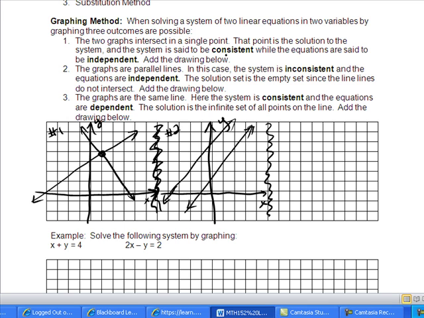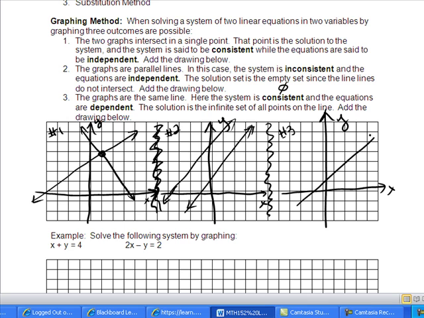Okay, our third possibility is that when we graph our lines, let me get a different color, the two equations yield the exact same line. And what we say in that case is that the system is consistent and the equations are dependent, and the solution set is the entire line. So we have an infinite number of solutions in that case. So those are the three possibilities.